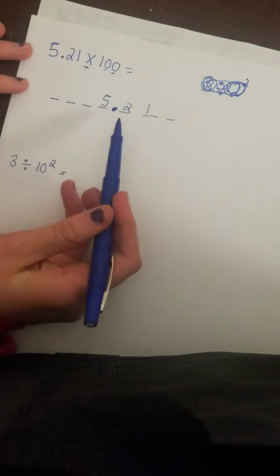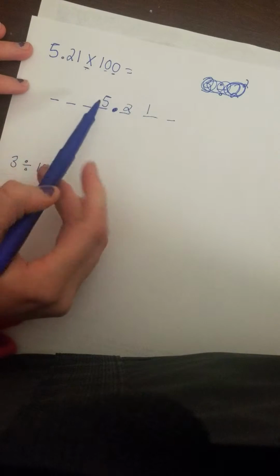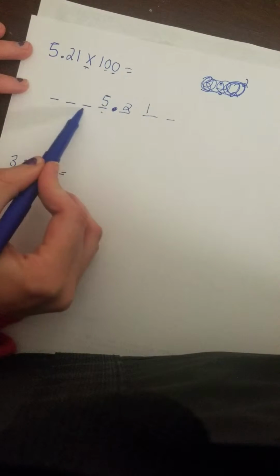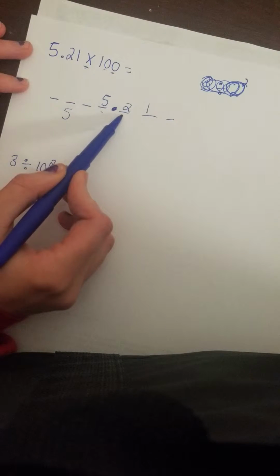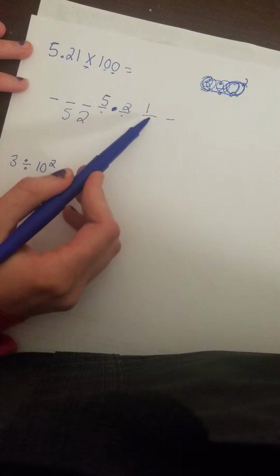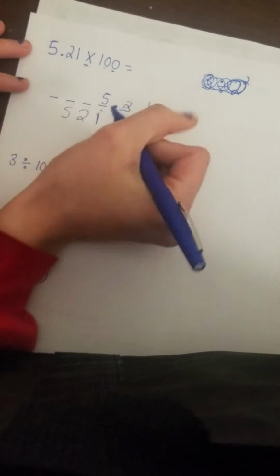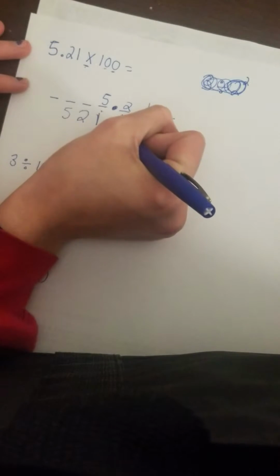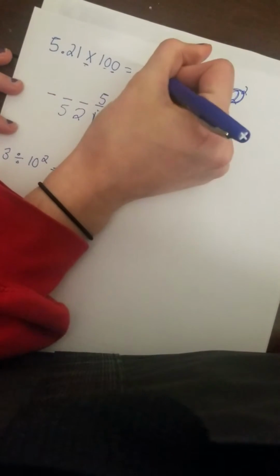So again, we said we're multiplying, so that means it's going to go to the left, and it's going to go to the left 2 times. So start with your 5 and count over 1, 2. That's where your 5 goes. Start with your 2, 1, 2. This is where your 2 goes. And lastly, your 1, 1, 2. The decimal didn't move, which means it's right here. But because there's nothing behind the decimal, we can just write our answer as 521.